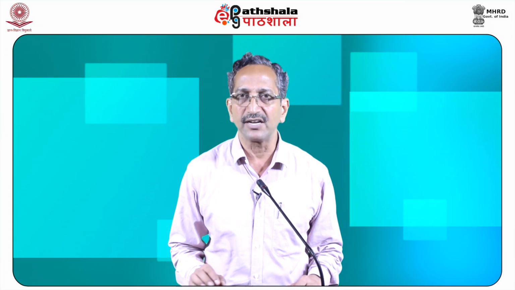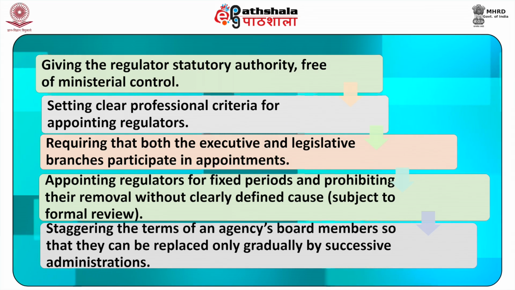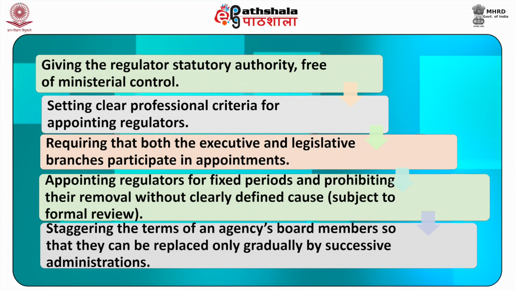So effective regulation requires that regulators be largely free from political influence, especially on a day-to-day or decision-by-decision basis. Compromise is needed to ensure that regulators are both independent and responsive to an elected administration's policy goals. However, safeguards that can help achieve such compromise are required, and they include giving the regulator statutory authority, free of ministerial control, similarly setting clear professional criteria for appointing regulators, also requiring that both the executive and legislative branches participate in appointments, and appointing regulators for fixed periods and prohibiting their removal without clearly defined causes, subject to formal reviews.